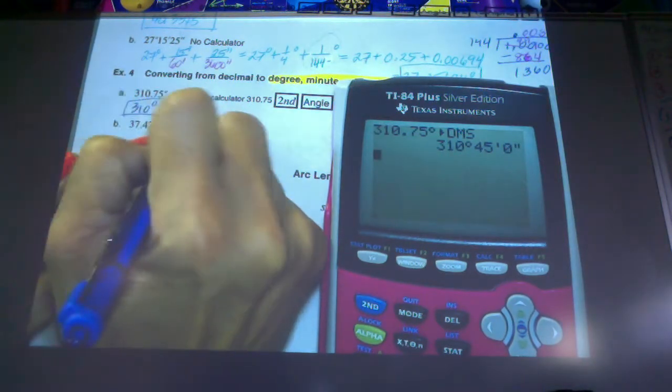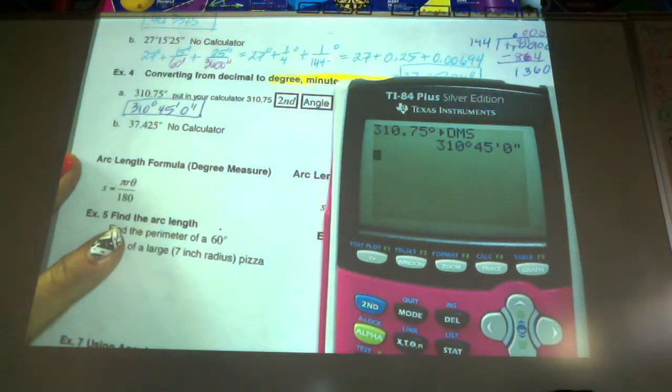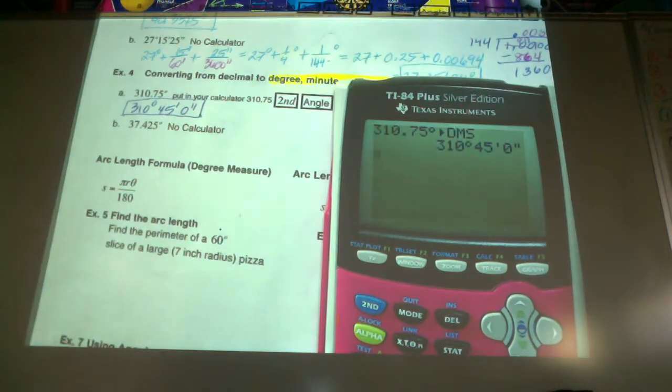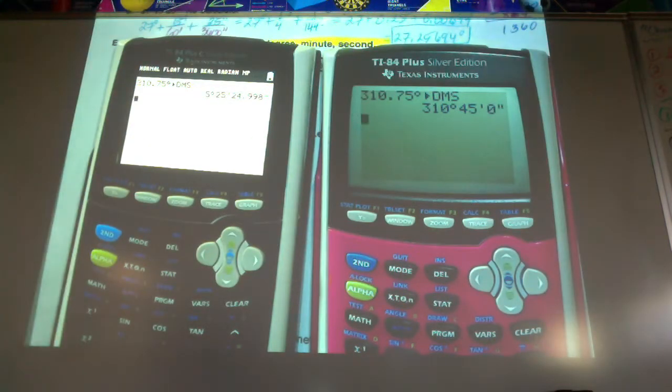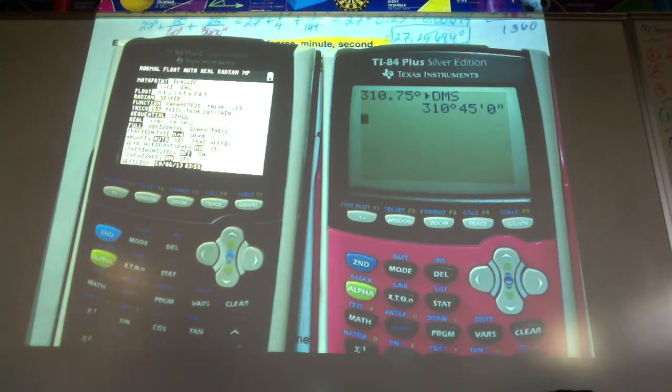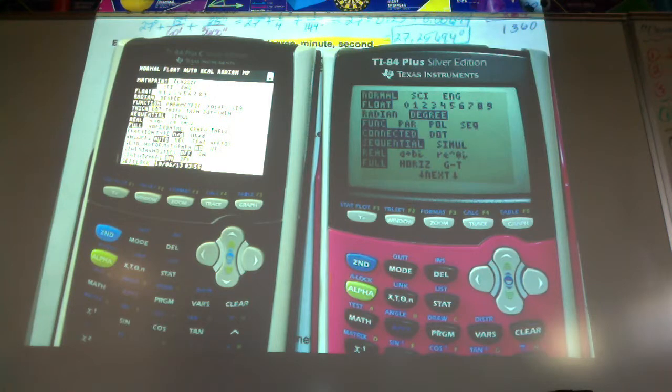Yours didn't come out like that? Here's why. If yours didn't come out like that, like Brendan's looks like this, that's weird. Then go look at your mode. So here's your mode here. Click on mode. Notice that his mode says radian and not degree, and my mode says degrees. So now, starting with trig, you have to start to pay attention to your calculator.